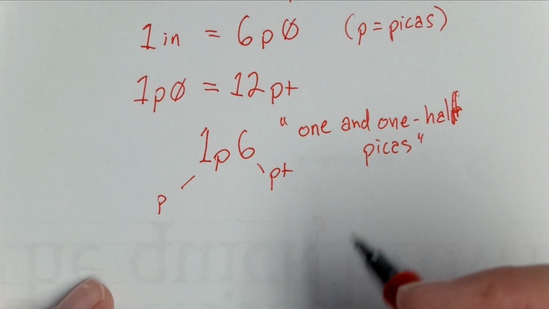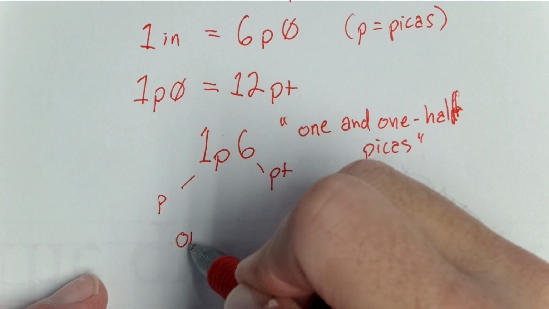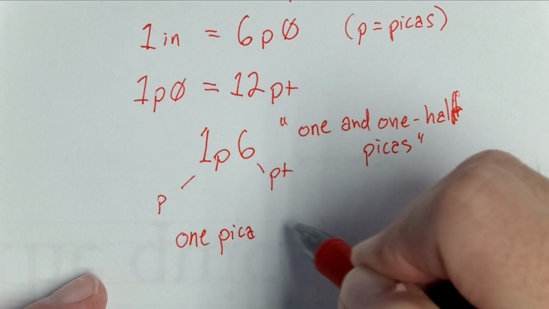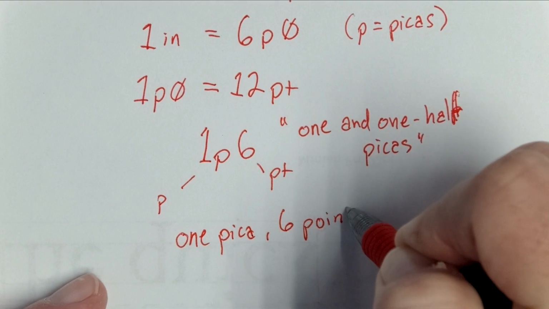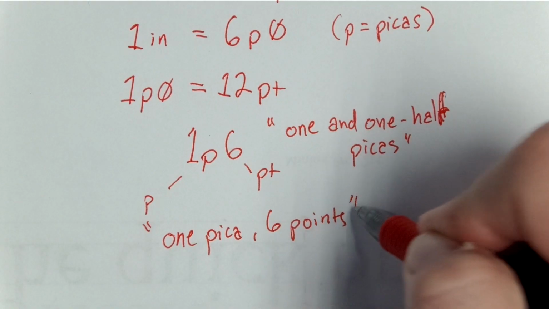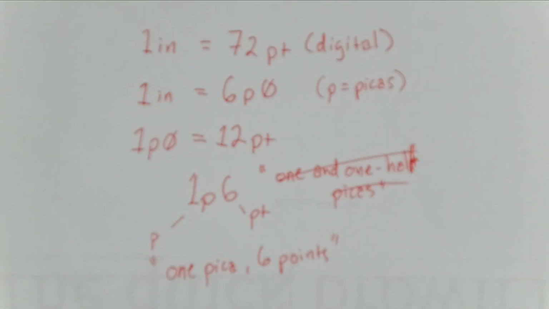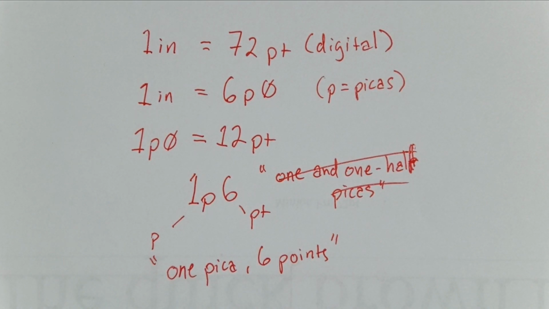I'm not going to say 1.5 picas, because usually, if you're talking to somebody who's used to base 10 math, what's a half? 5, right? Or 0.5. That can mess you up, because you could be off. So the proper way of actually saying this would be 1 pica, 6 points. That's the correct way of saying it. 1 pica, 6 points.